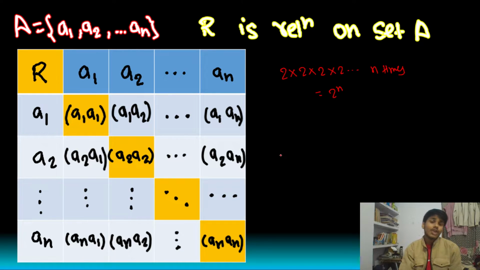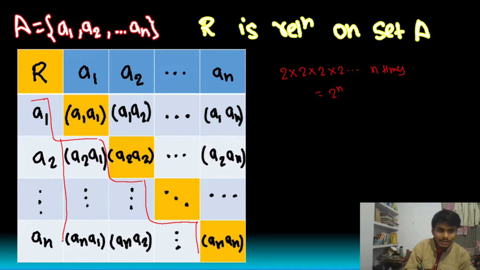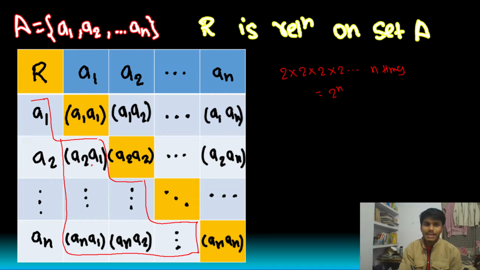Now we will move to our second part: the lower triangular part, that is, the elements below the principal diagonal. For these elements, what options are available to us? Suppose (A2, A1) is there. For the relation to be antisymmetric, (A1, A2) must not be present. What if (A2, A1) is not present? Then (A1, A2) may be present or may not be present. We will understand this in a better way.